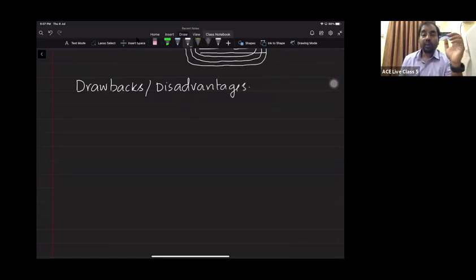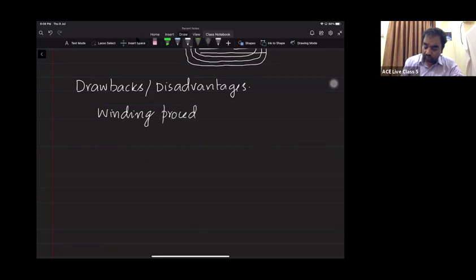Disadvantages, right? So what is the first disadvantage? You can see these advantages and disadvantages are not on their own, they're compared to open slots. In open slots, the winding procedure is very simple and easy. But here, as you can see, the slots are partially closed. The winding procedure is not that easy, so comparatively it is difficult. In open slots, the winding procedure is very simple, but here it is difficult, but not complicated.